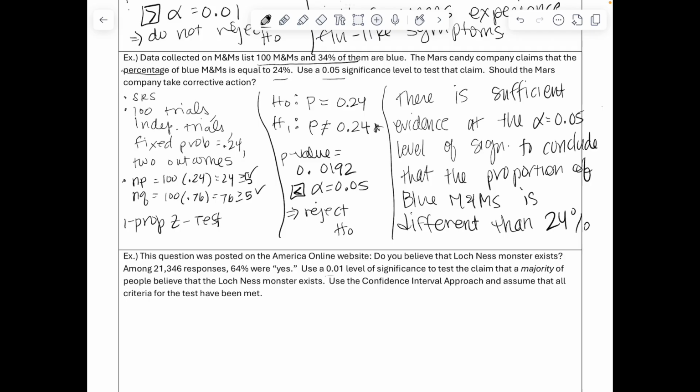And so this also asks, should the Mars company take corrective action? And since we're rejecting our null, which was that the proportion is equal to 0.24, it is showing that from this sample, which isn't very large, we should actually be collecting more data to prove this if we want to have a case to go against the Mars company, but that it is not equal to, and that there is an issue with the amount of blue M&Ms that are in these bags.